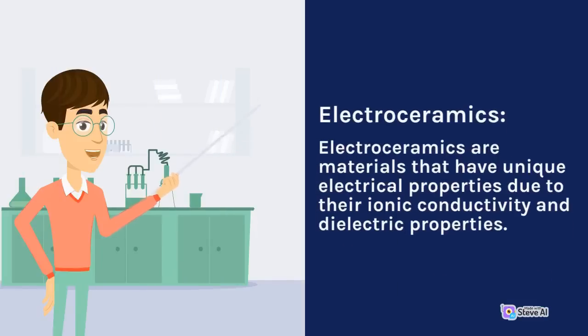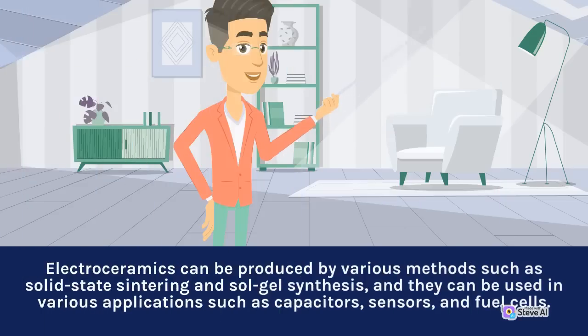Electroceramics. Electroceramics are materials that have unique electrical properties due to their ionic conductivity and dielectric properties. Electroceramics can be produced by various methods such as solid-state sintering and sol-gel synthesis, and they can be used in various applications such as capacitors, sensors, and fuel cells.